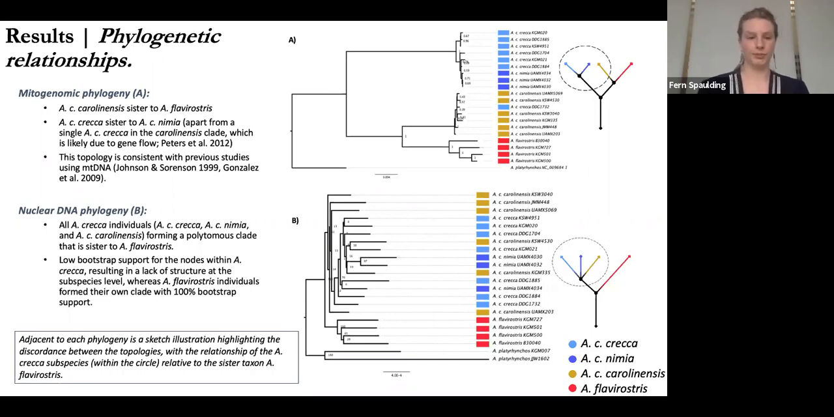of structure. And so to better illustrate these 2 phylogenies, on the right-hand side, I have a sketch illustrating the discordance between the 2 topologies with the relationship of the 3 whole Arctic green-winged teal subspecies within the circle relative to the sister taxon, the South American yellow-billed teal.